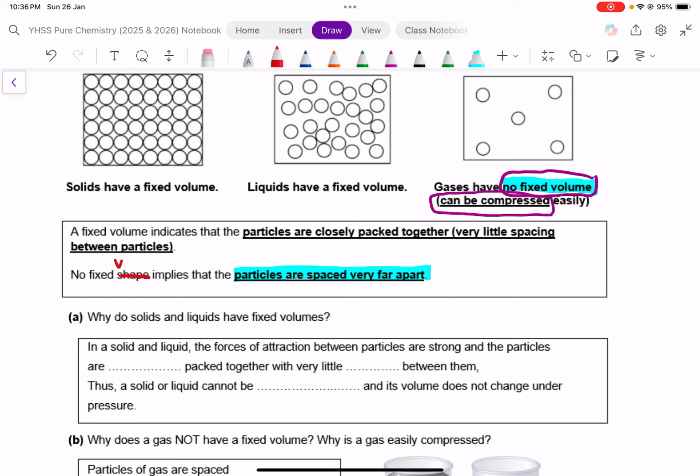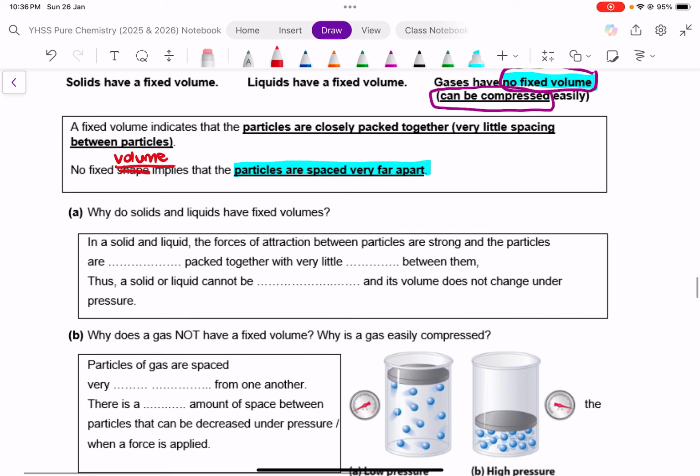Now, please correct this typo error. No fixed volume implies that the particles are spaced very, very far apart. So like in a gas, gases do not have a fixed volume because the particles in a gas are spaced very far apart in a random or irregular arrangement.